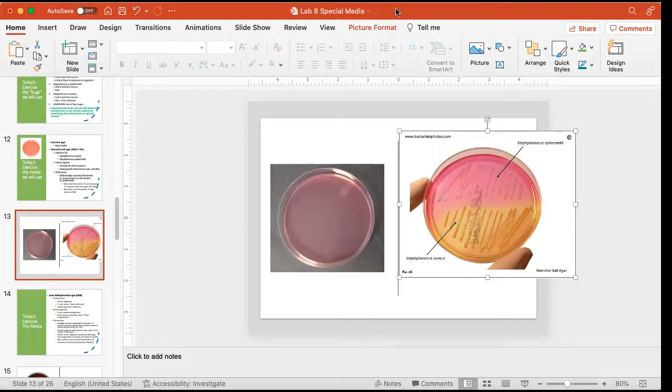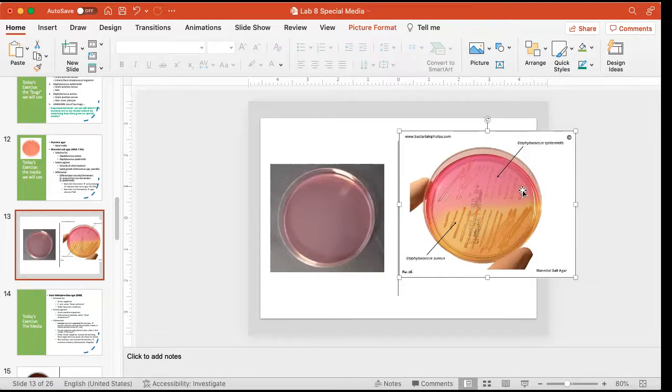So on this plate, this organism grew. You can see that there's growth on the streak lines. It grew and it turned the plate yellow. This is Staph aureus. This is a classic result for Staph aureus. The mannitol sugar inside the medium was fermented by the Staph aureus, and that created an acid which changed the pH and turned the media yellow.